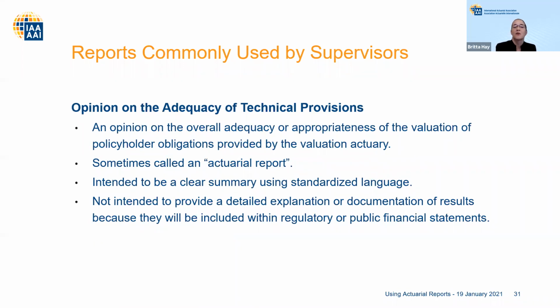So the opinion on adequacy. Well, this is an actuarial report, and this is what the public cares about. They want to know that the actuary says everything's okay. And so the supervisor is going to be getting this report and be taking a look at whether or not the actuary has put their professional reputation on the line by saying that things are okay. And so these are standardized and clear. They will not provide a lot of explanation or documentation, but they will very often go to a wider audience because they might be included, say, in financial statements. Next.